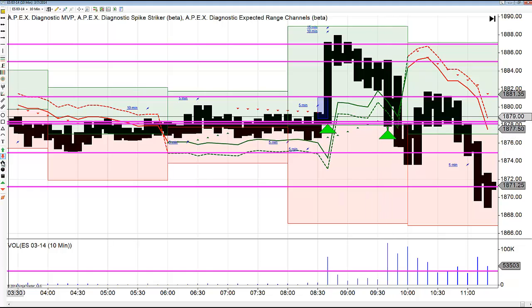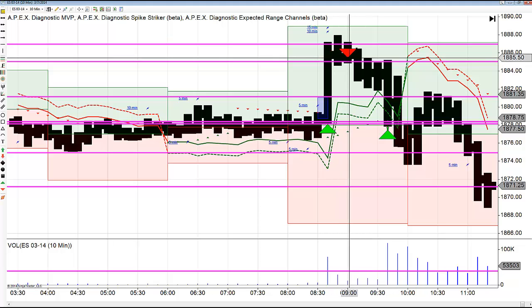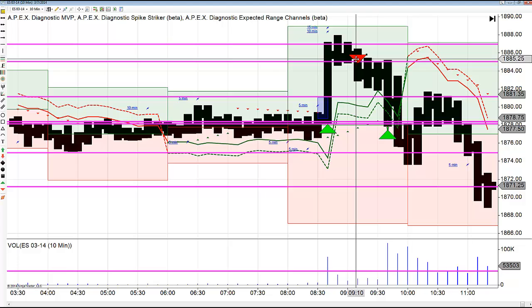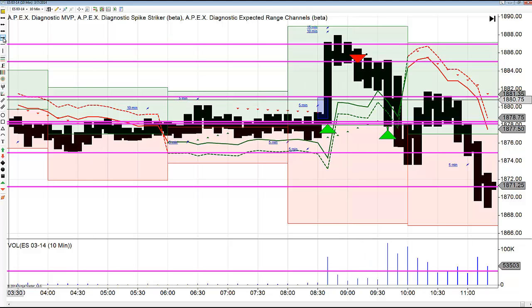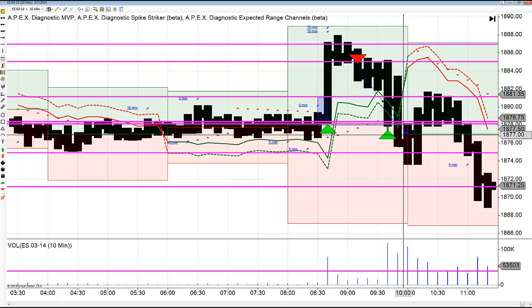Once it breaks the low of this bar, it doesn't do it. Finally, it breaks the low of that bar. Right there, it breaks the low. Then I've got my entry, and now I'm going short. So, right there.